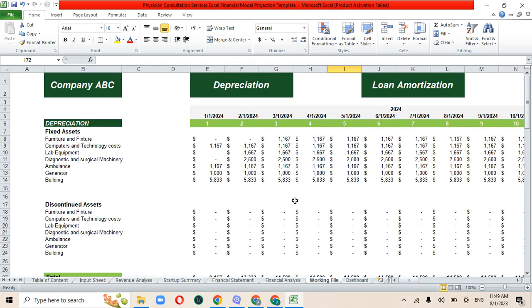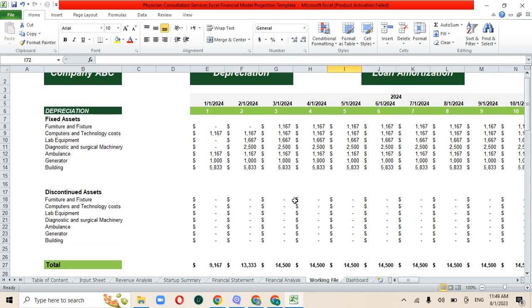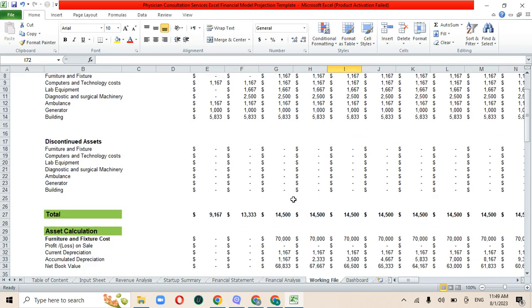Moving on to the working file, it includes the calculation of depreciation, loan amortization, and working capital. The depreciation schedule shows the reduction in the value of the assets and the net book value over the next 60 months.